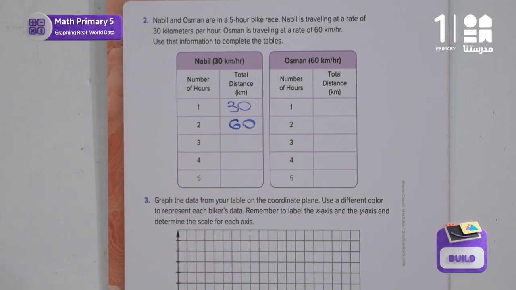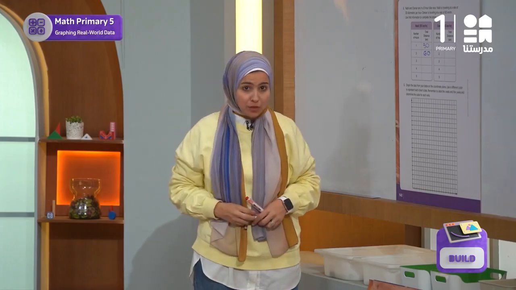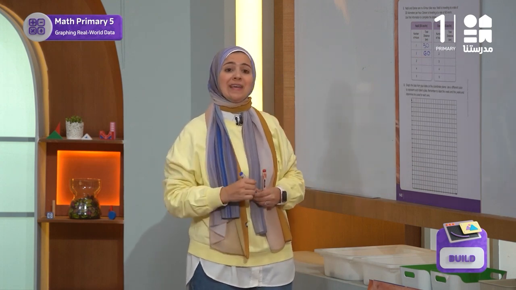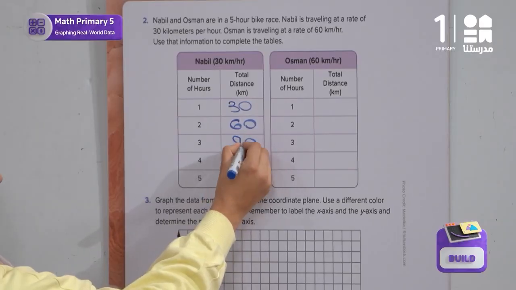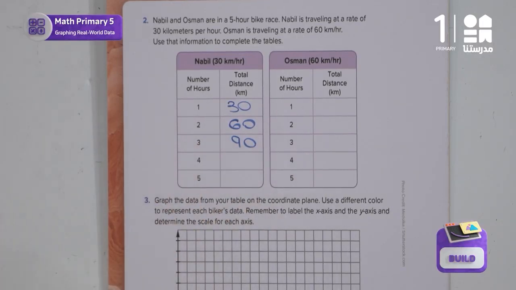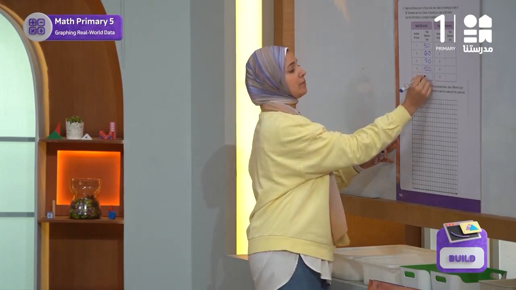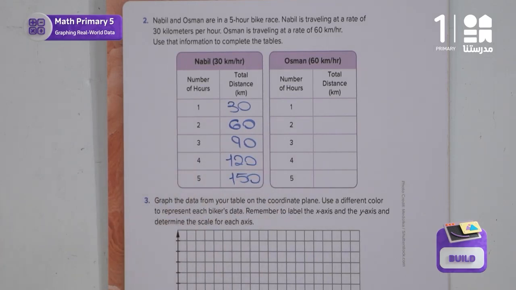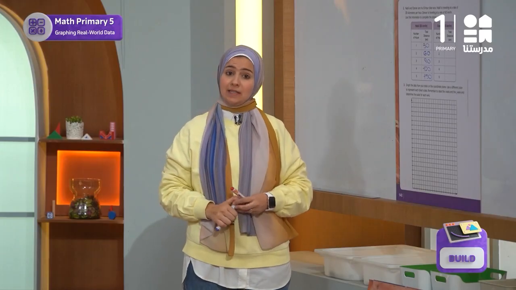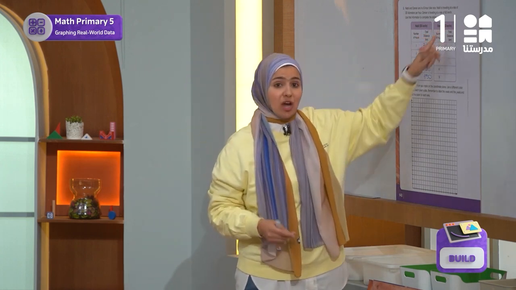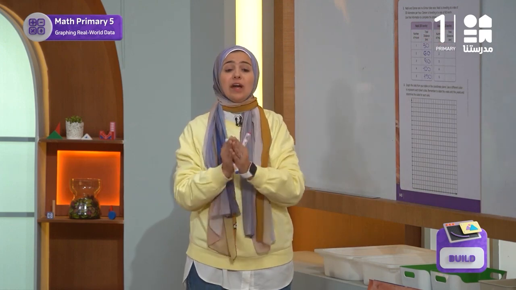We will do the same for the 3 hours. We can multiply 3 by 30 or add 30 to the 60. Both results will be the same and it will be 90. Now for the 4th hour, the distance that he will have traveled will be 120 kilometers. And the next one for 5 hours, it will be 150, like that. Now let's complete the second table. But this time, how can we know the distances? Exactly. We are going to add 60 each time or multiply the number of hours by 60.